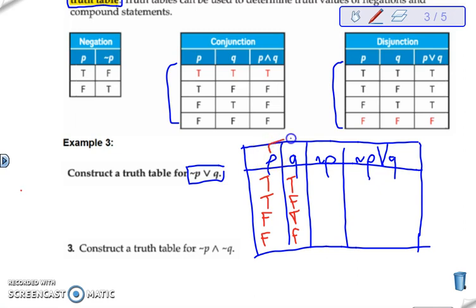We said that the negation is literally the opposite. So I'm just going to take column P. All the F's become T's, and all the T's become F's.